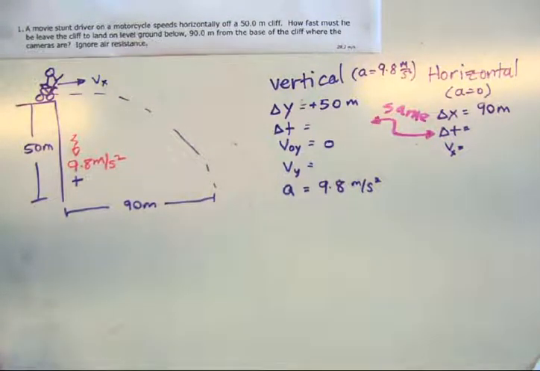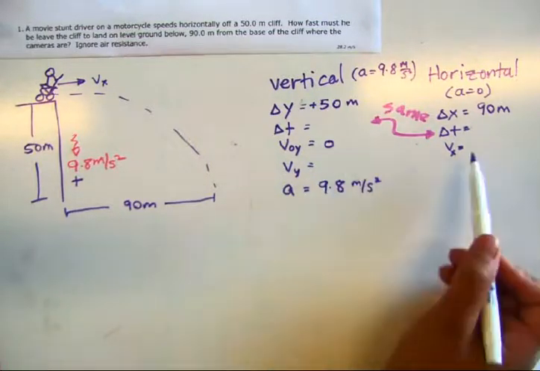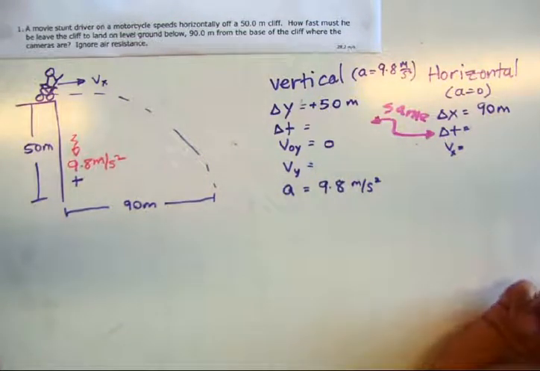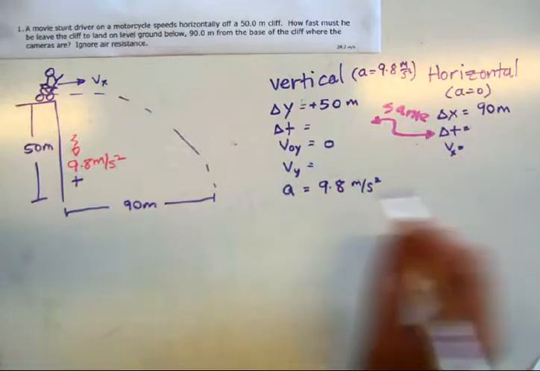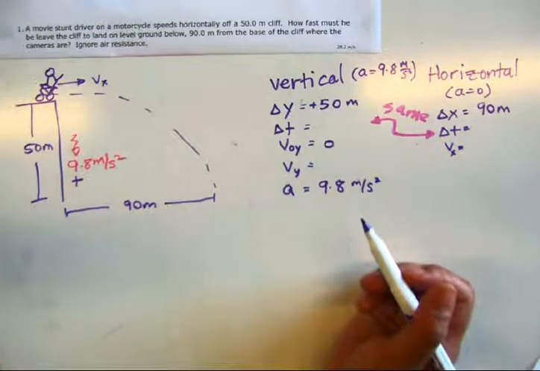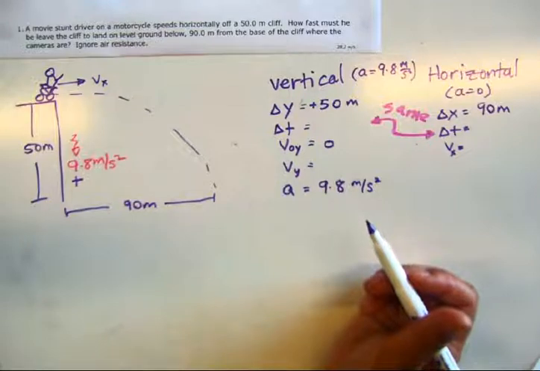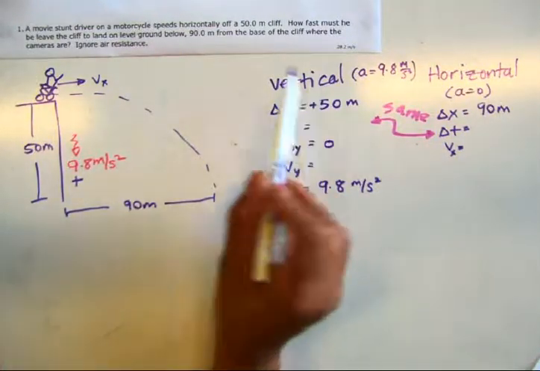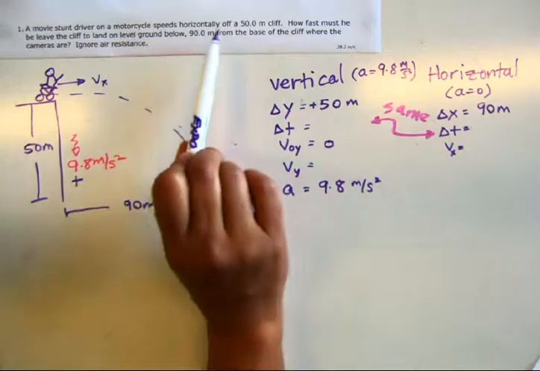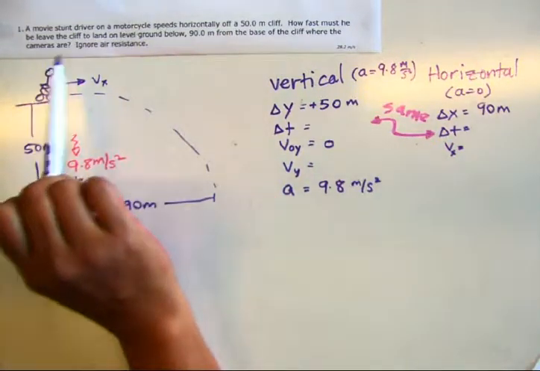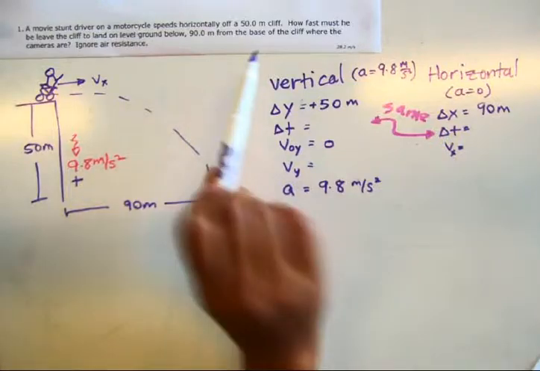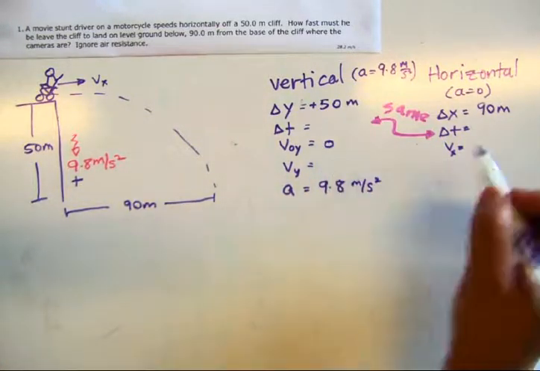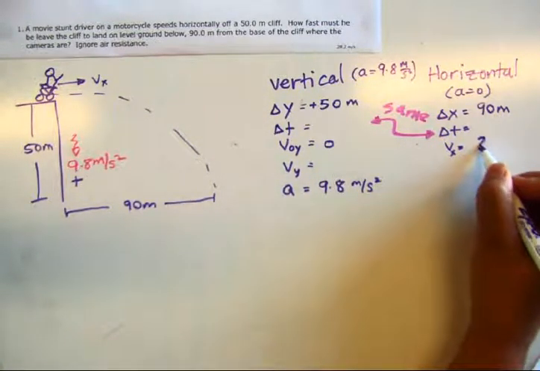What's my unknown? What's the thing I'm asked to find? Vy. How fast? So you've got two V's here. Which one do we want? Vx. No, it's Vy. No, neither. We have to use both of them. What does the question say? How fast must he leave? Horizontal. So they're actually asking for this. This is my unknown.